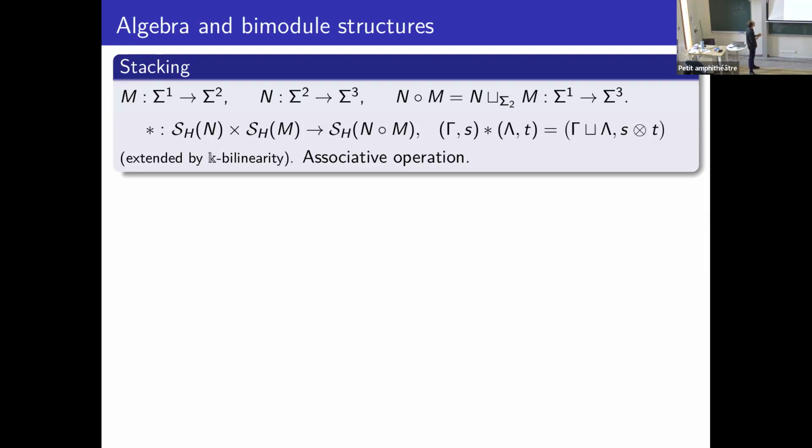So you see, if you have a stated skein in N and a stated skein in M, then you can produce a new stated skein in the composition of the two, because you have natural inclusion of N into the composition and of M into the composition. And then you can just take the disjoint union of the two stated skeins. And for the states, you just do tensor product. And this is readily seen to be an associative operation, okay, which we call stacking.